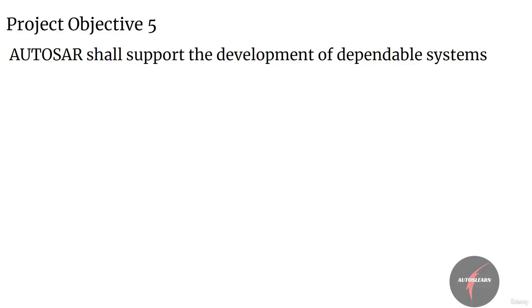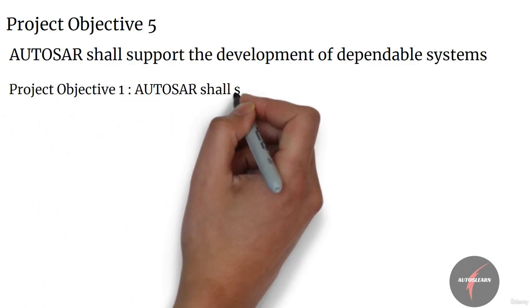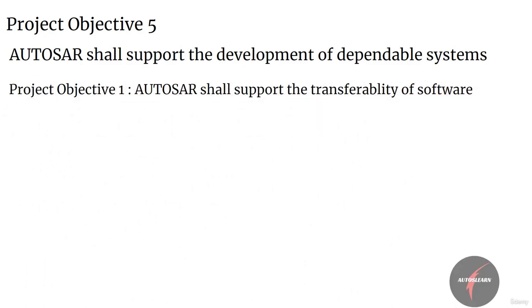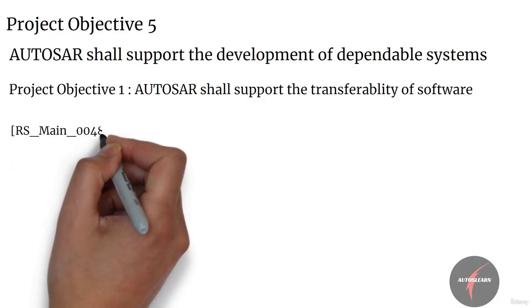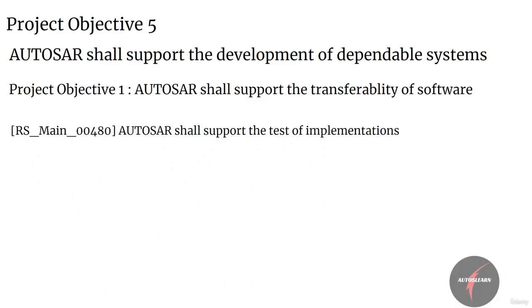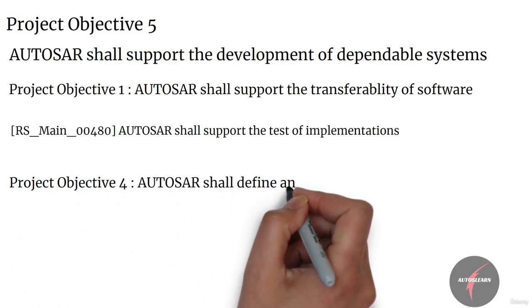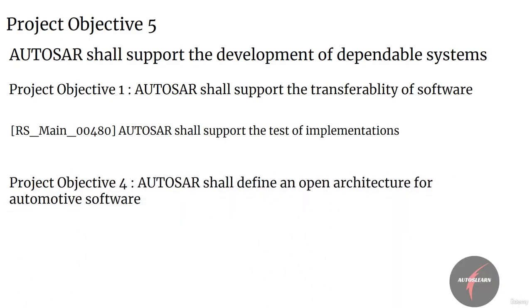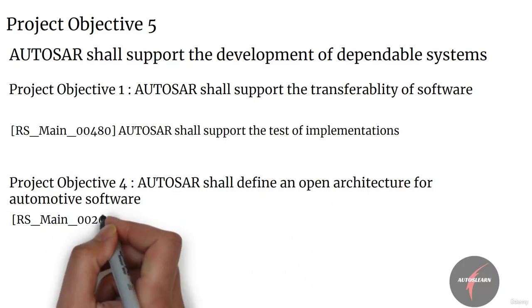Firstly, let's look into the requirements which are already covered in the previous objectives, which are also relevant for this objective. From project objective 1, we have the following requirement. AUTOSAR shall support the test of implementations. From project objective 4, we have the following requirements.